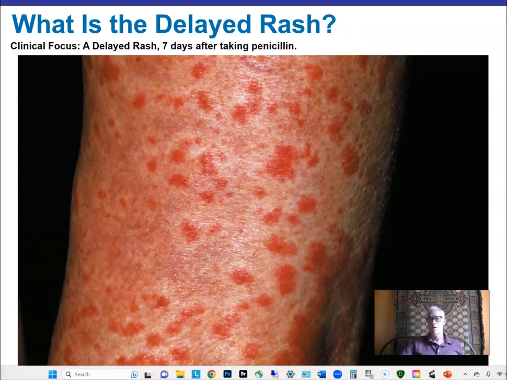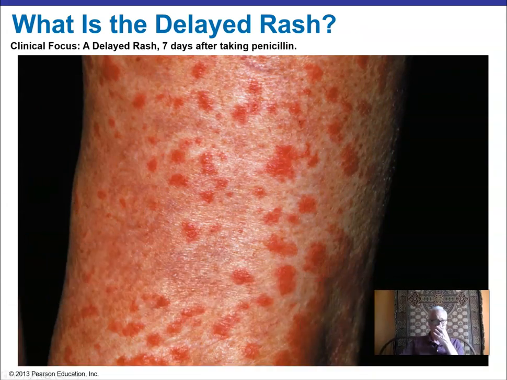Here's a picture of a so-called drug rash. Sometimes delayed type hypersensitivity is against certain drugs, antibiotics. Not unusual for them to cause, about a week later after treatment, rashes to appear on the body. And this is called a maculopapular rash.